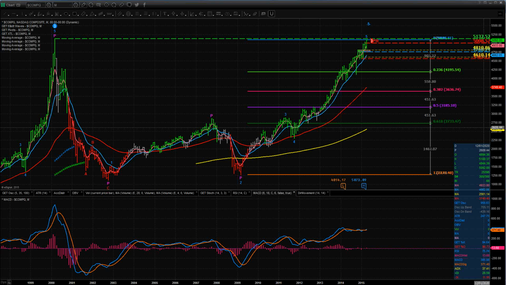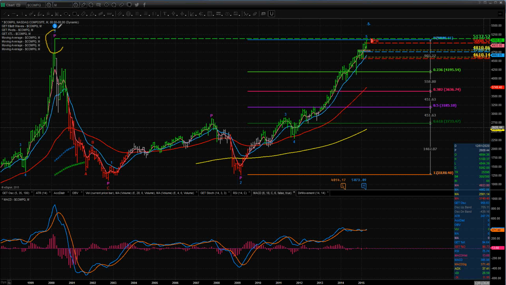I've got on the screen here the NASDAQ cash index, and I've got a monthly view. So each bar on this chart represents 1 month in time, and I wanted to step back for a minute and give you guys a picture of where we've been, where we're going, and the risk that we have in the go-forward environment.